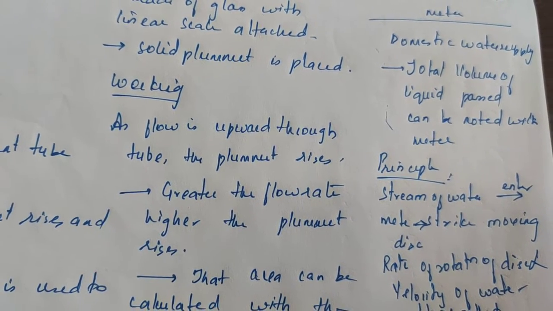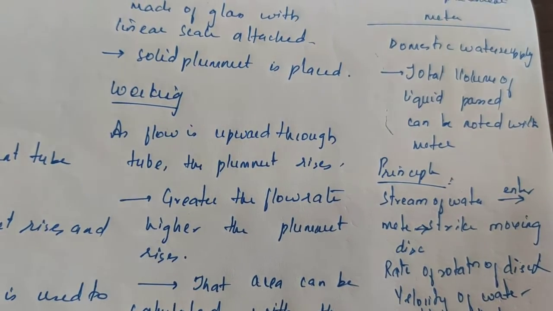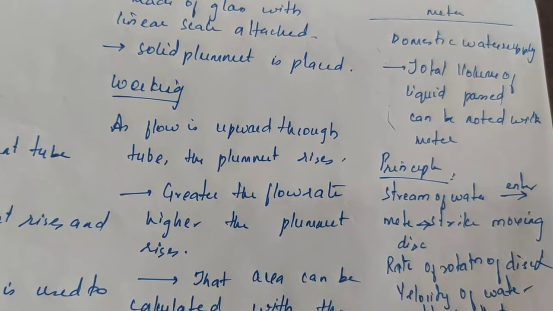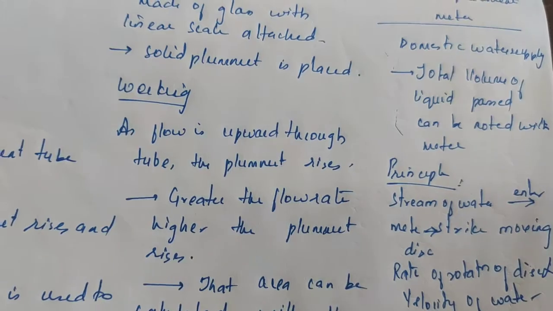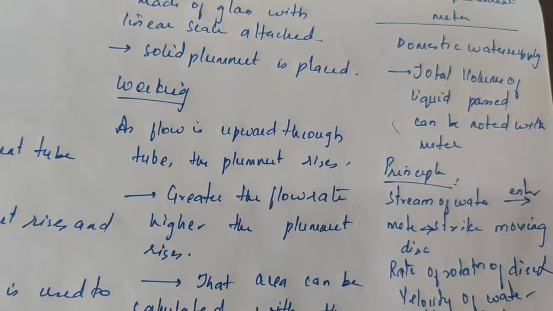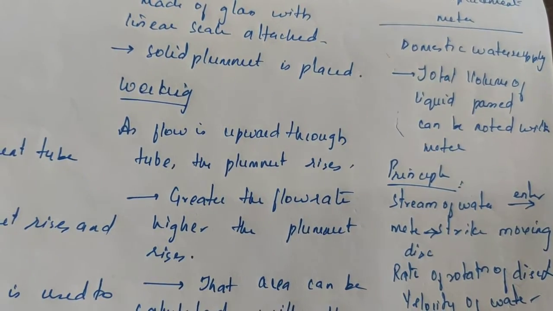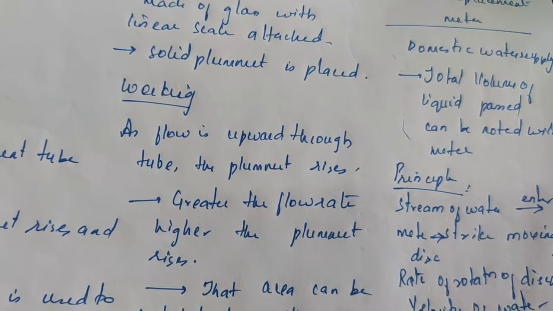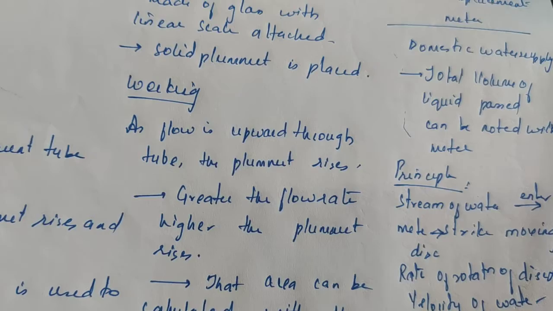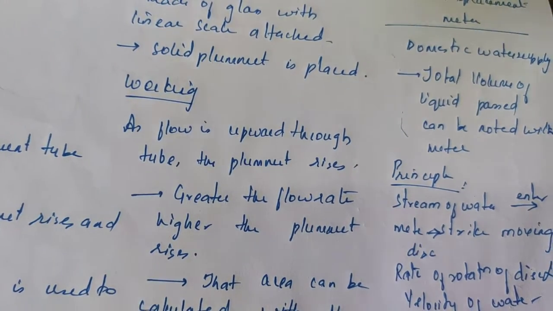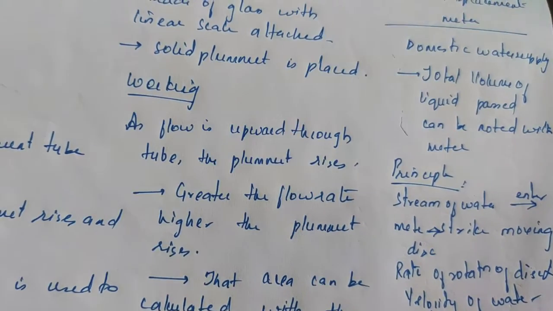So what happens when a stream of water comes and enters the meter? It will strike the disc present in the meter. So a disc will be present in the meter, and the water will go and strike the disc. That rotation of the disc depends upon the velocity of water. More the velocity, more the rotation. Okay, the disc will be rotating, so more the velocity, more the rotation of the disc will be there.